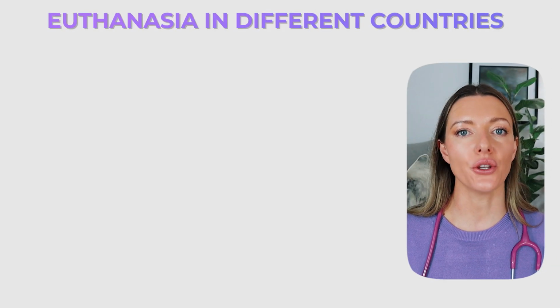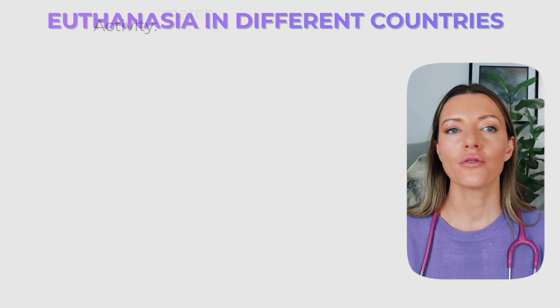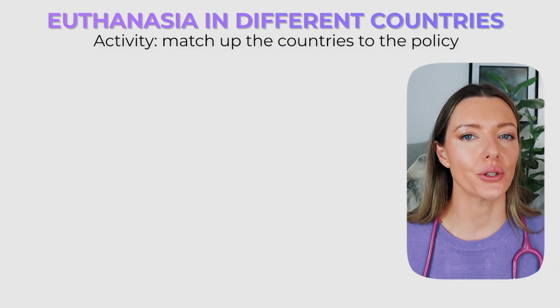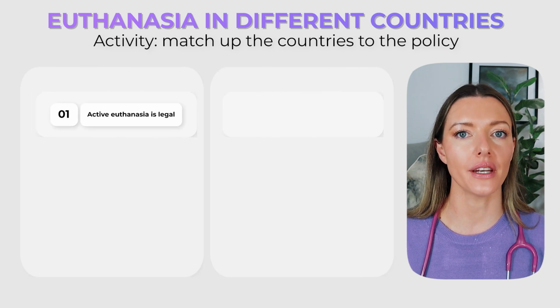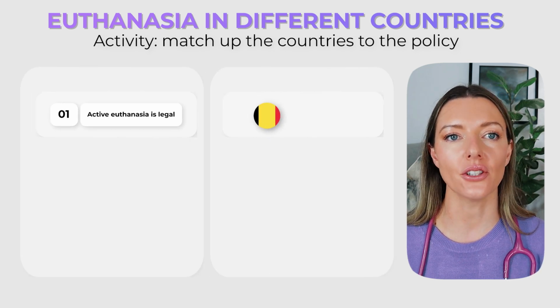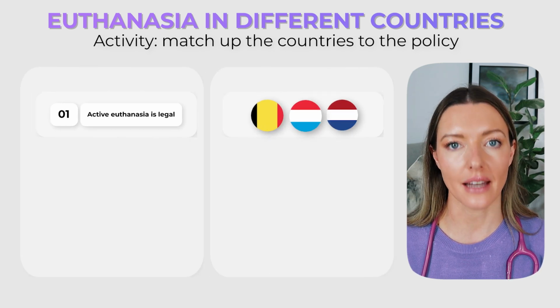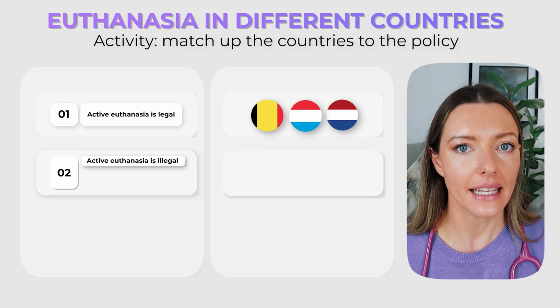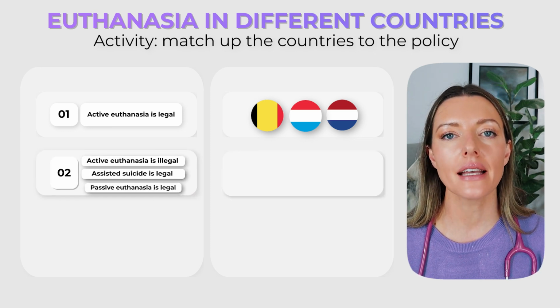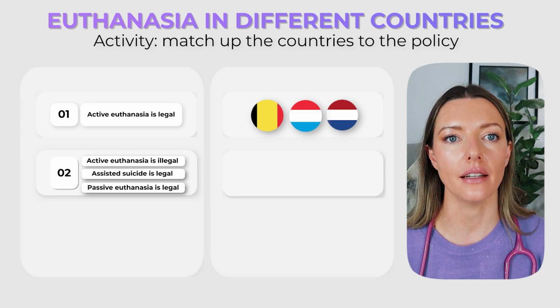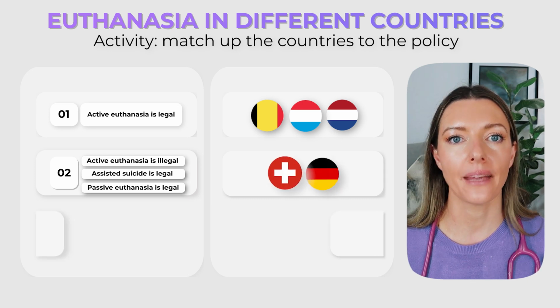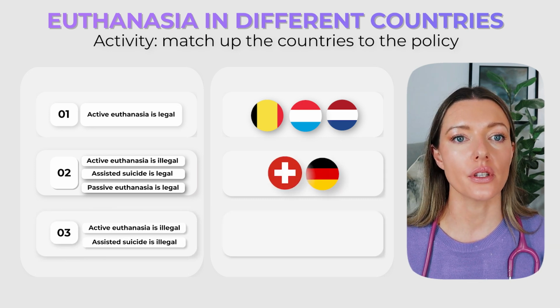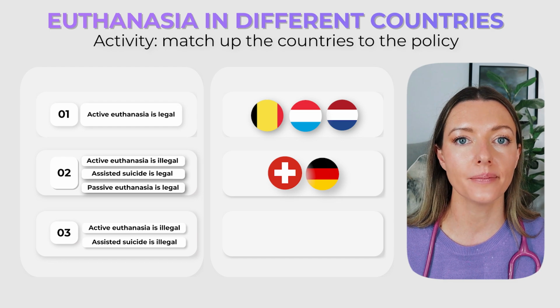So let's look at euthanasia in different countries. We'll run through an activity now, match up the countries to the policies. Active euthanasia is legal in Belgium, Luxembourg, the Netherlands. Active euthanasia is illegal, but assisted suicide and passive euthanasia are both legal in Switzerland, Germany. Active euthanasia and assisted suicide are both illegal in the UK.